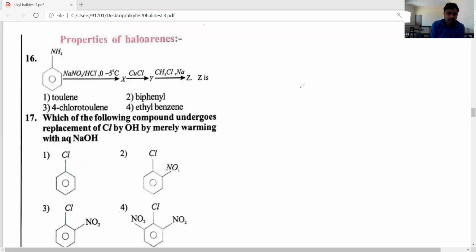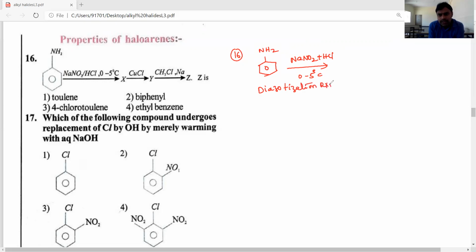Sixteenth question. The first one is the diazotization reaction. Aniline reacts with NaNO2 and HCl at 0 to 5 degrees centigrade, low temperature, which is nothing but the diazotization reaction. Okay, it's very clear. Now, what is the product? The product is benzene diazonium chloride, N2Cl.